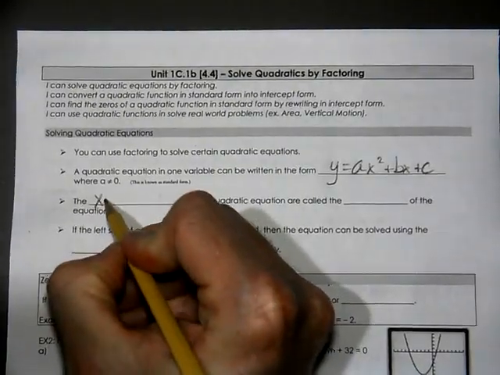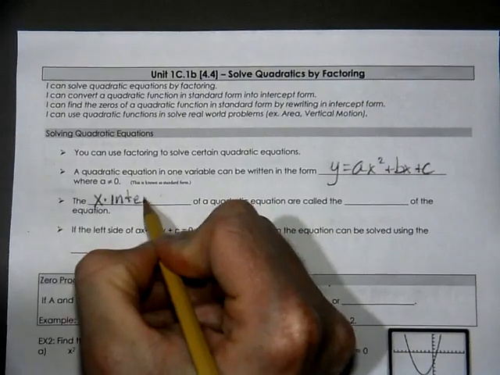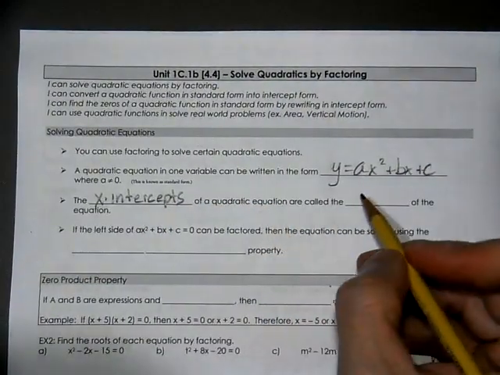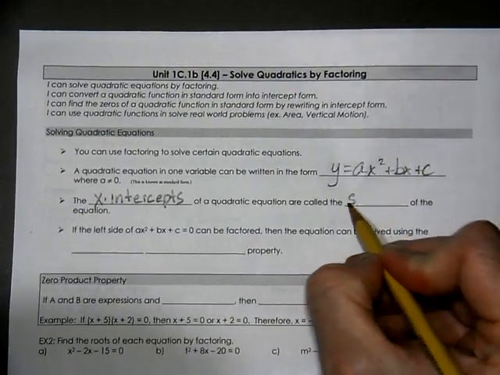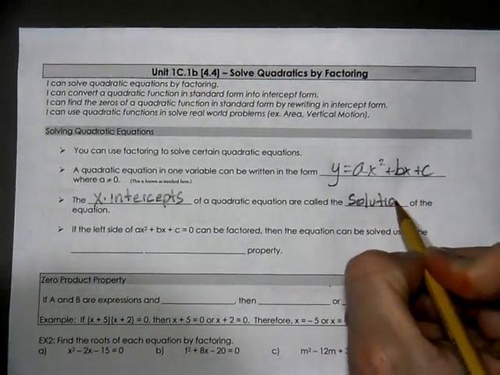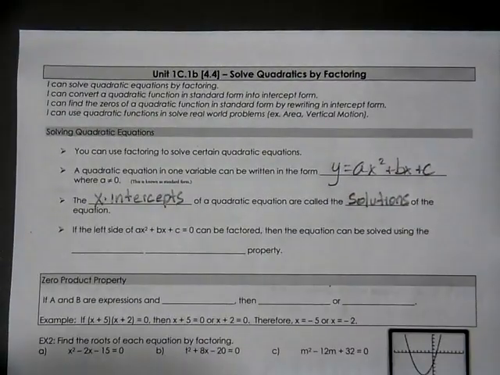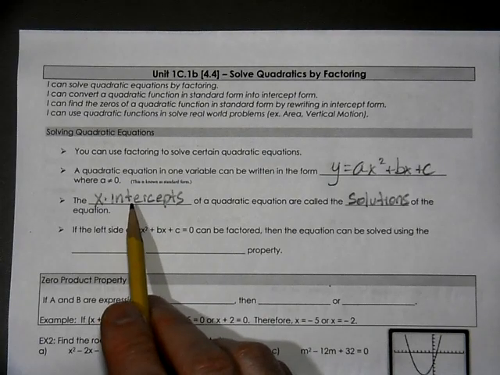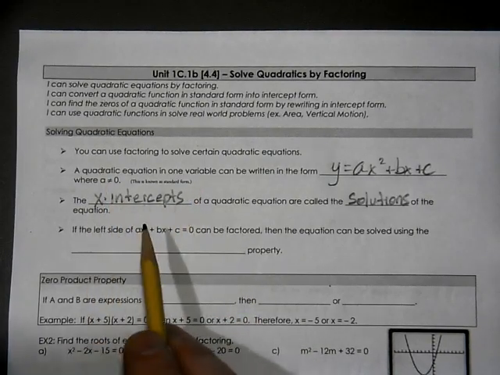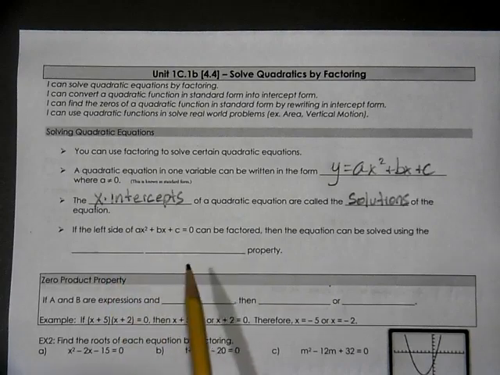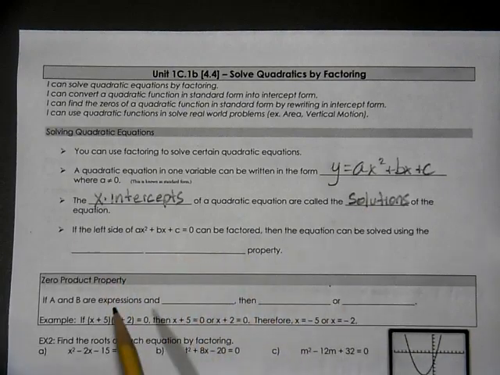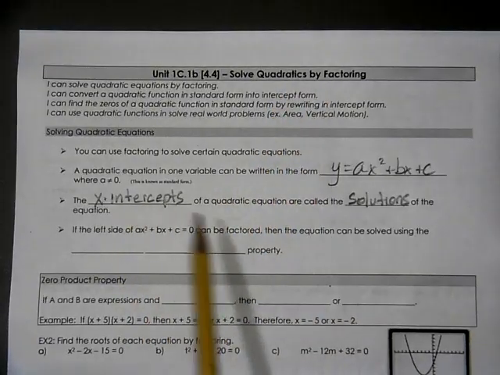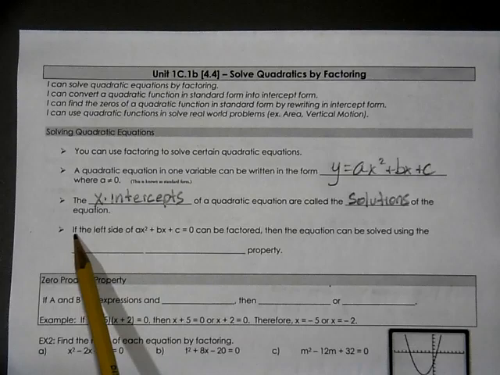The x-intercepts of a quadratic equation are called the solutions of the equation. So you know about x-intercepts. That's where the graph crosses the x-axis, and those x values are solutions of the equation. So when we're talking about solving a quadratic, we're looking for where the graph crosses the x-axis.